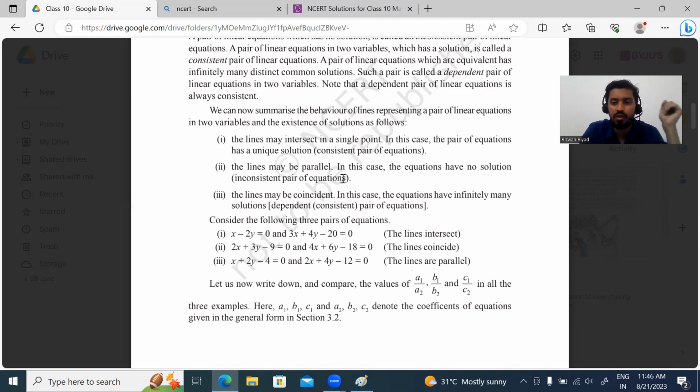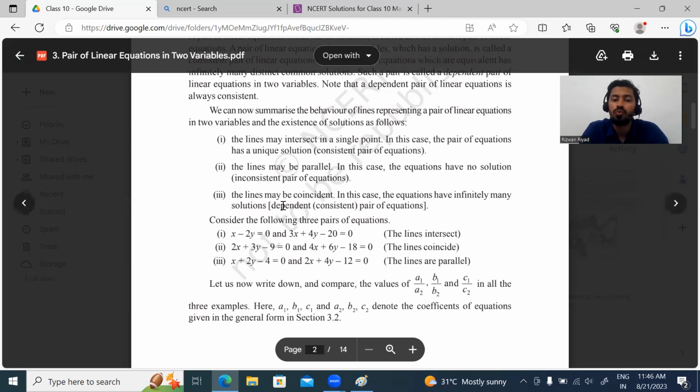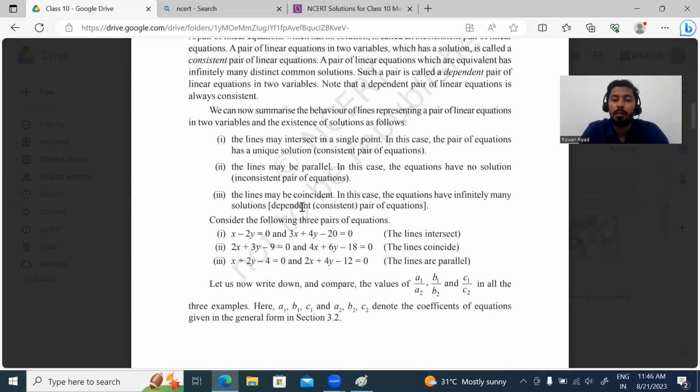We discussed this a few minutes ago. Inconsistent means the pair of linear equations has no solution. If they have no solutions, they are inconsistent. Now let's move to the third possibility. The lines may be coincident. In this case, the equations have infinitely many solutions, or they are a dependent or consistent pair of equations.